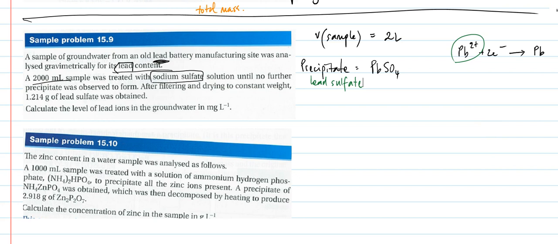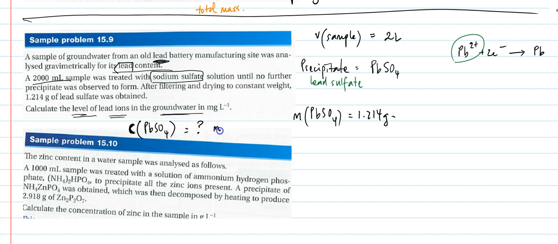So we've got this precipitate here. They say we've filtered and dried to a constant weight, and they got a mass of lead sulfate to be 1.214 grams. And we need to find the level of lead ions in the groundwater. So they want us to find a concentration in milligrams per liter. So concentration of PbSO4 equals milligrams per liter.